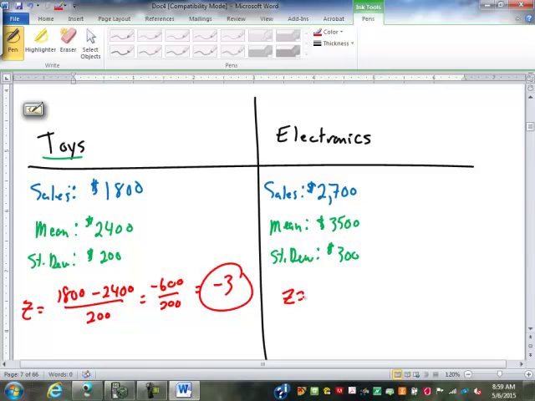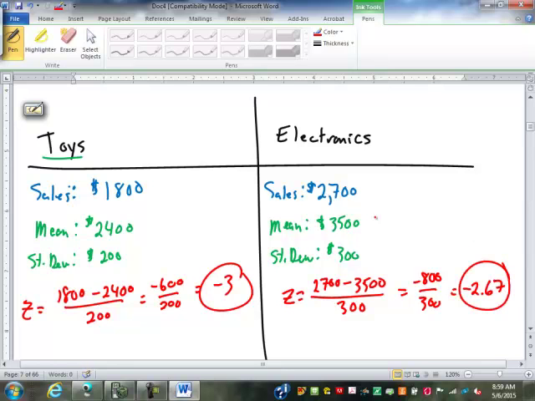Over here, Z-score is going to be the sales of 2,700 minus the mean of 3,500, which is a bigger gap, isn't it? That's 800 below instead of 600 below. Yeah, we subtract again, negative 800, divided by 300, though, is only a negative 2.67. So that person was only 2 2/3 or 2.67 standard deviations below the mean. Still not a good performance, but not as bad as the person in toys.